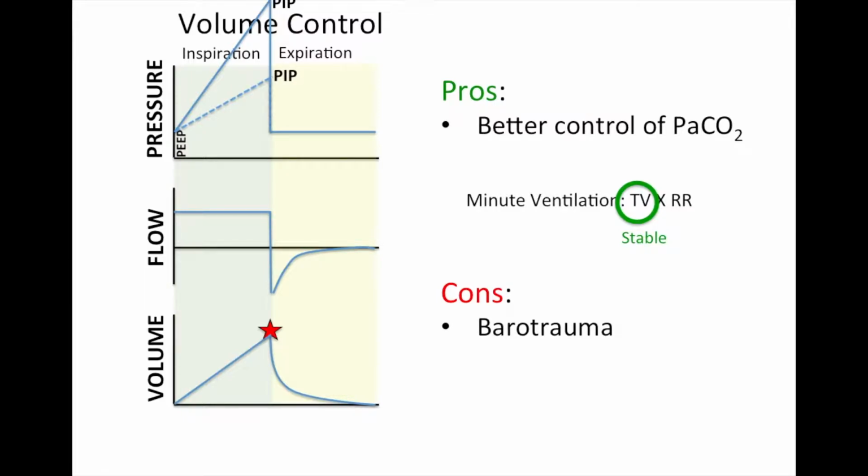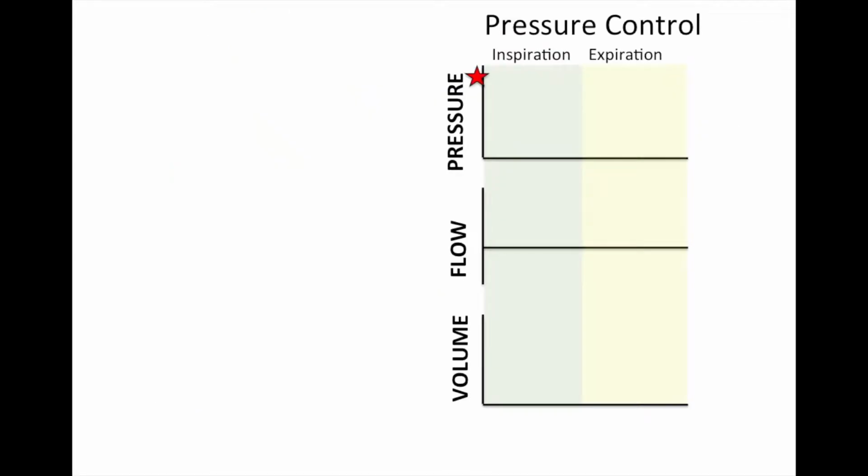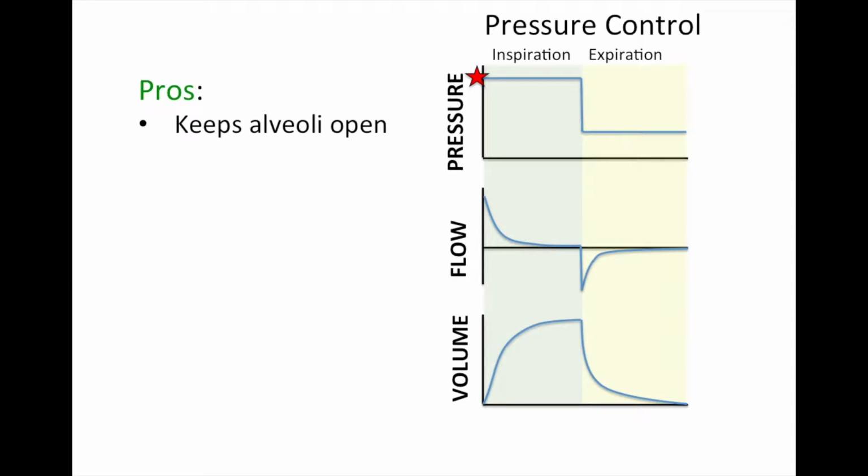Switching over to pressure control, we set a pressure limit for every breath, and the volume of air then follows. Then expiration happens and we return to PEEP. Since the volume curve is sloped, flow rate will also be sloped. And this changing rate will actually be more comfortable for the patient than a flat rate. The pros of pressure control are that pressures are controlled, so this keeps alveoli open and it's more comfortable for the patient. The cons are that tidal volumes can vary.